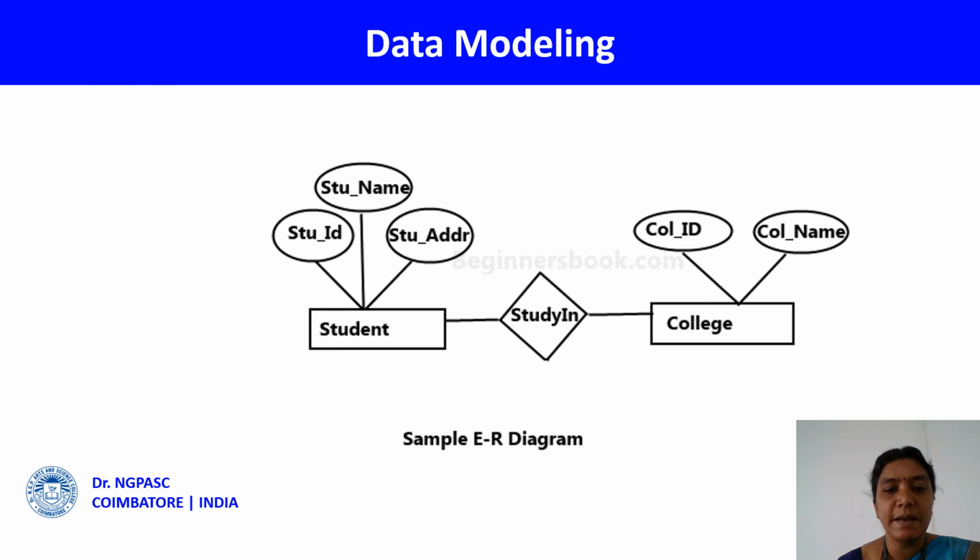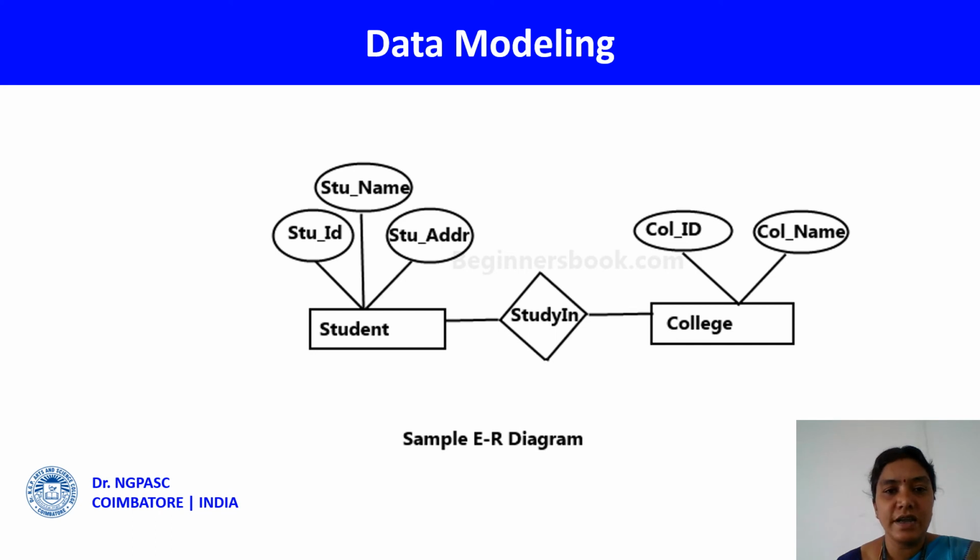Here is a sample ER diagram. We have two types of entities: one is student and another one is college. If student is the entity, the attributes are student ID, student address and student name. If college is the entity, then college ID and college name are the attributes. What is the relationship between the student and college? A student will be studying in the college and the college will offer seats for the students. This is the type of relationship that exists between the two entities, student and college.